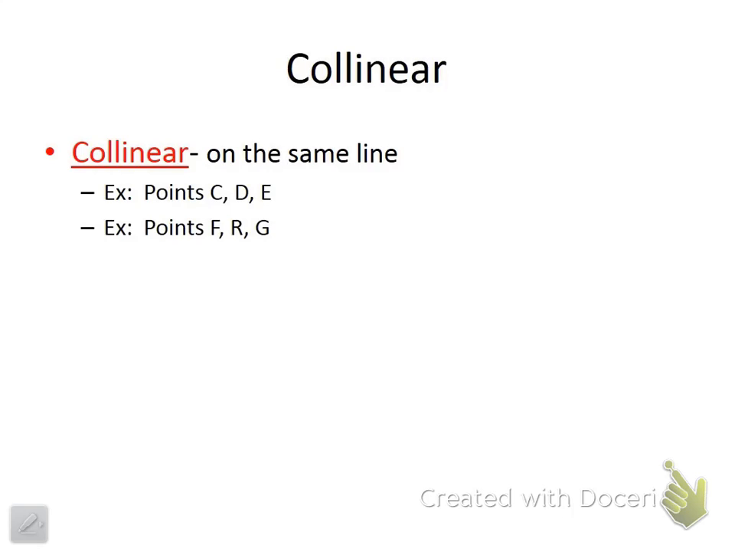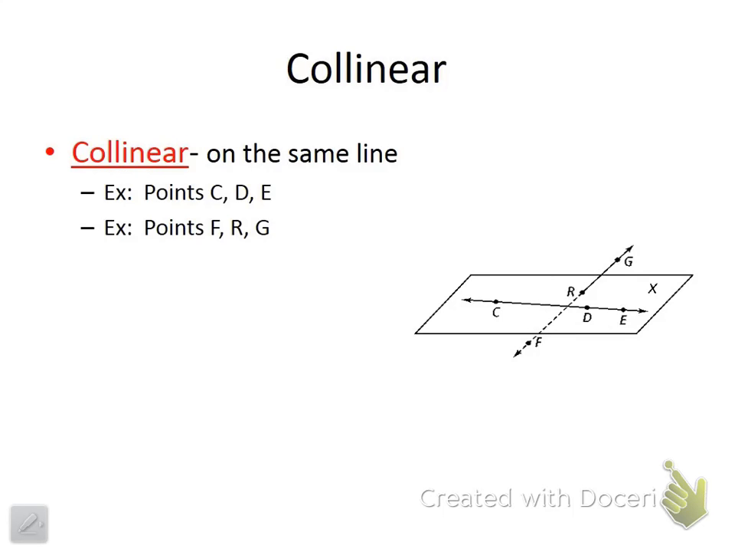Okay, collinear means on the same line. Linear means line, it has line in it, so it means it's on the same line. So in this, an example is CDE, right here. They're all on the same line. If I wanted to label what plane this is, it's plane X. So you could say plane X if you wanted to.